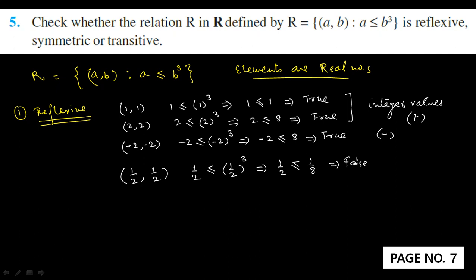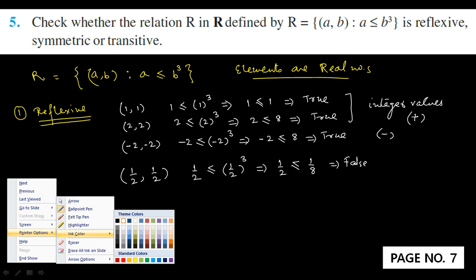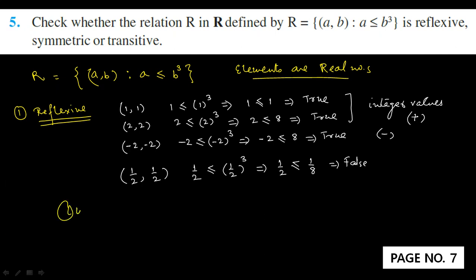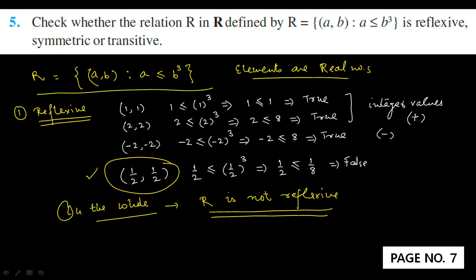It means on the whole, what we can write? We can say that the relation R is not reflexive, because the condition should be true for all set of values. For this set of value 1 by 2, 1 by 2, the condition is not true. It means this relation is not reflexive.